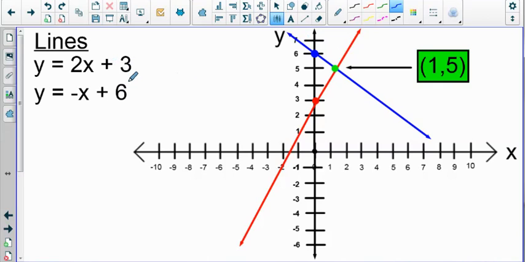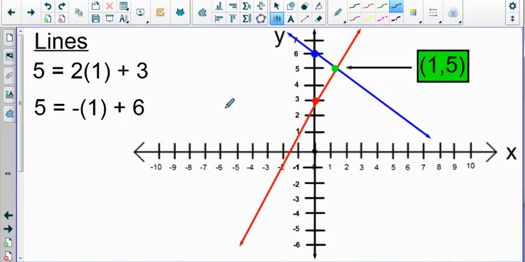I've graphed both lines. Where do they cross? They cross right here at 1, 5. And that is the answer. That is the solution to that system of equations. And they're all done similar to that. Okay, so as you can see, if I plug those numbers in, the x is 1, the y is 5. 5 does equal 2 times 1 plus 3. That's 2 plus 3. And then the other one is, plug the 1 in here, and the 5. 5 does equal negative 1 plus 6. So that is a way that you can check. And I would encourage you to check all of these.